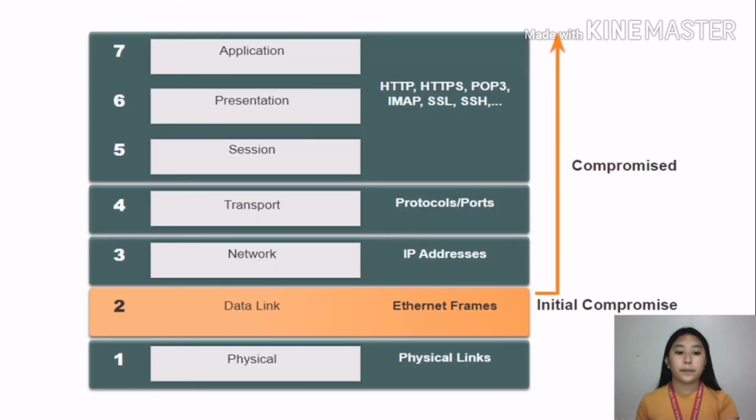So take a look at this picture. As you can see, network administrators routinely implement security solutions to protect the elements in Layer 3 up to Layer 7. They use VPNs, firewalls, and IPS devices to protect these elements. However, if Layer 2 is compromised, then all the layers above it are also affected.